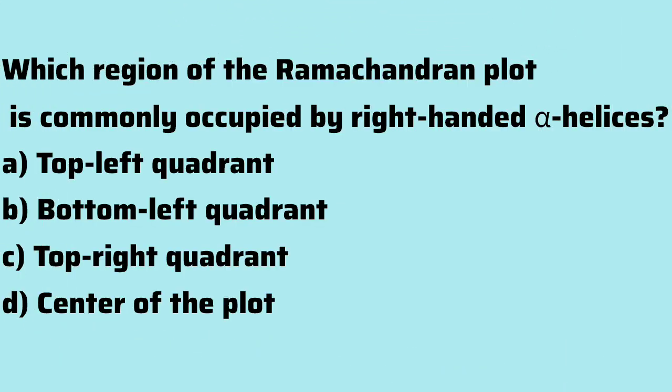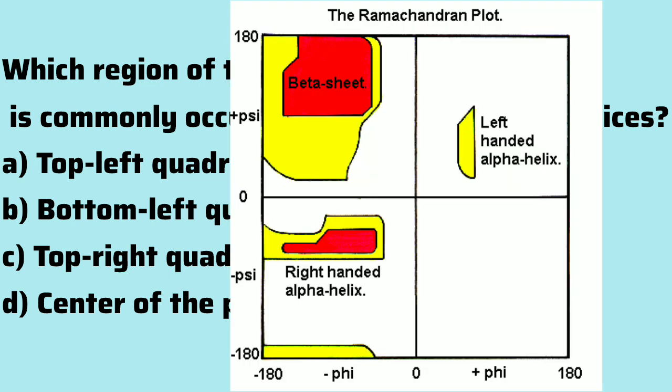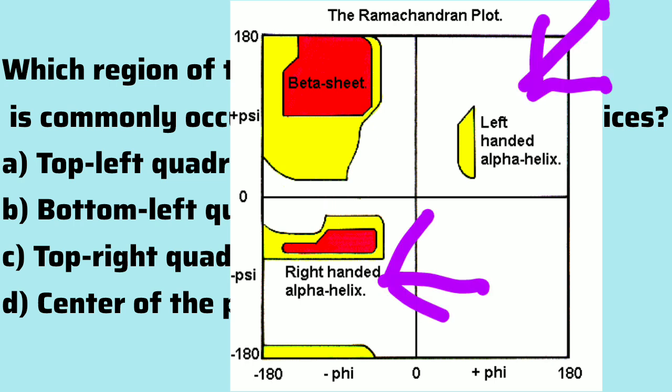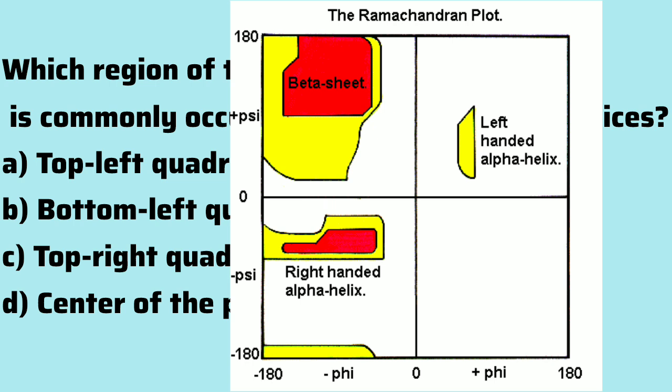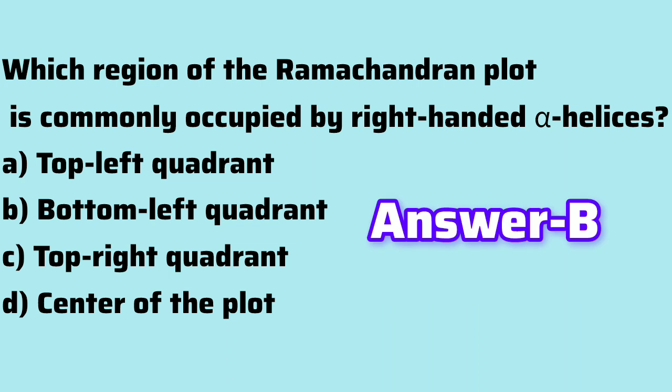Which region of the Ramachandran plot is commonly occupied by right-handed alpha helices? Alpha helices are of two types, left-handed alpha helix and right-handed alpha helix. There is a trick to remember it. One is present at the top, another is present at the bottom. It is opposite of the region we are talking about. For example, if it is top right, so right region, then the left-handed alpha helix is present. Another at the bottom, but bottom left, so right-handed alpha helix. It is opposite of the region. So here for the right-handed alpha helix, the answer is the bottom left quadrant.